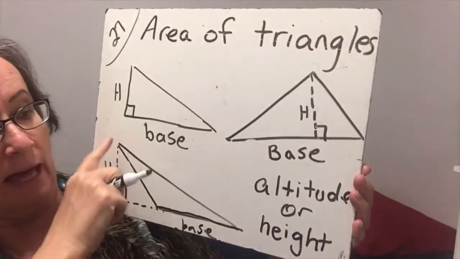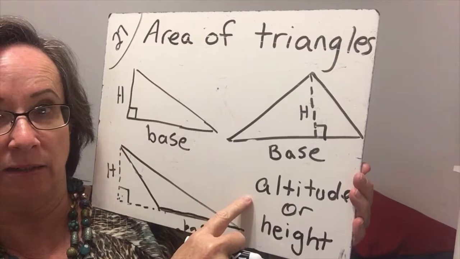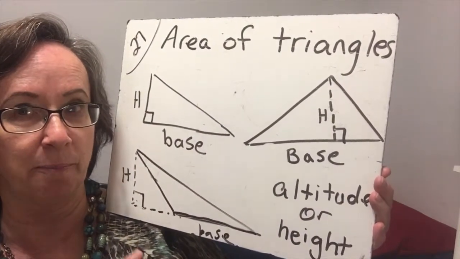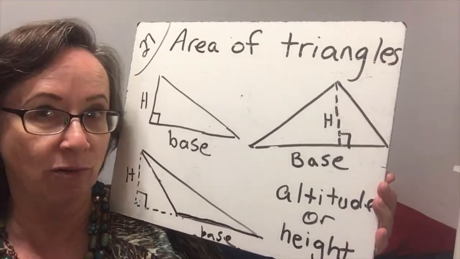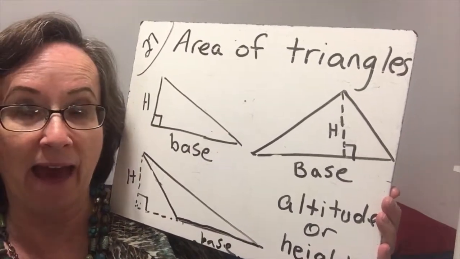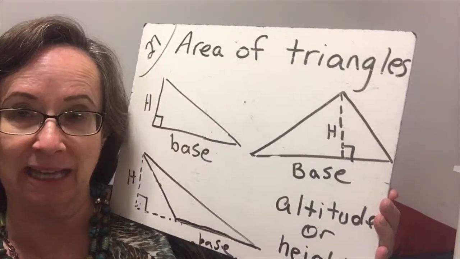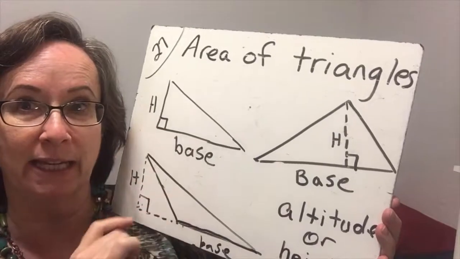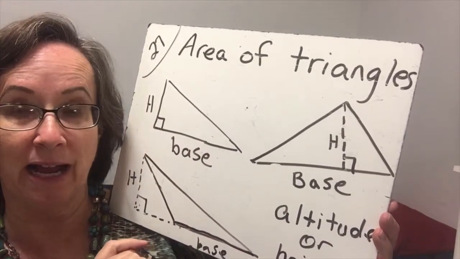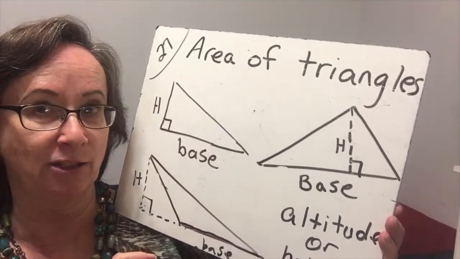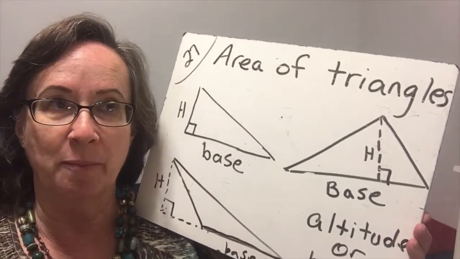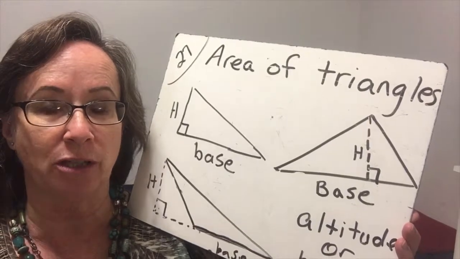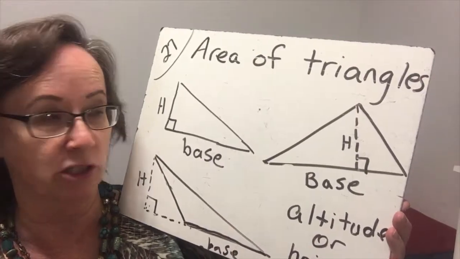And we call the height also the altitude, and our altitude always runs perpendicular to our base. Now, in every triangle, we could have any one of our sides be our base if we can find a perpendicular to it that's going to be our height. And a lot of times it will depend on which measurements we're given in a problem as to which base we're going to choose and which height we're going to choose.